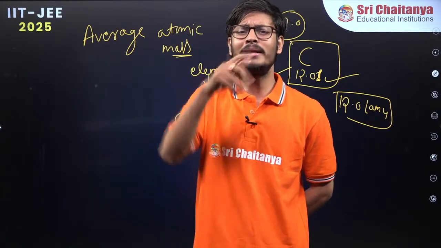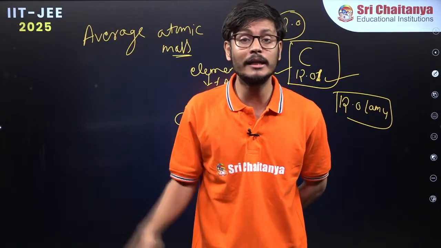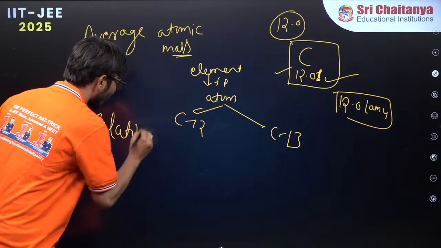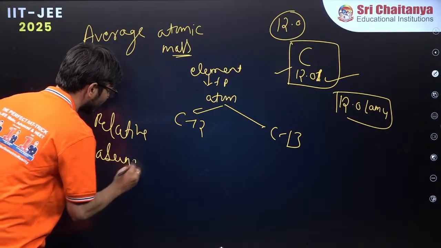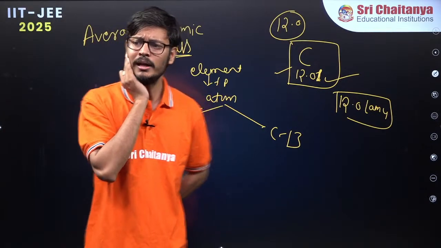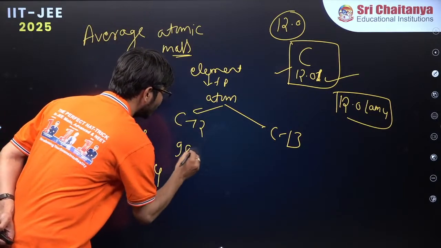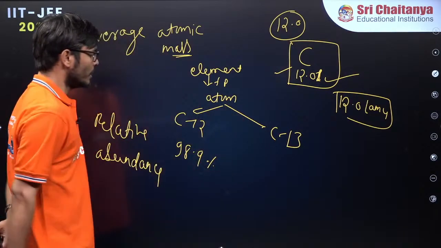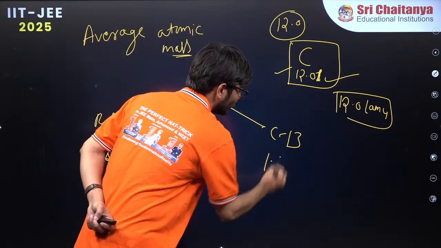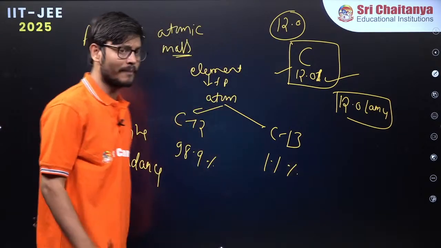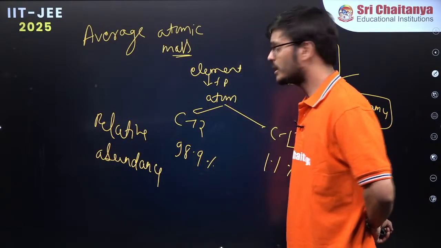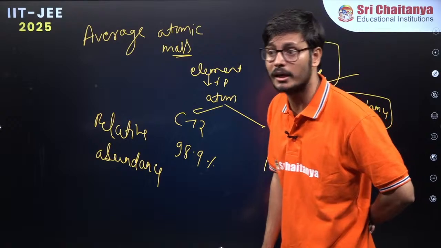So what is their relative abundance in nature? It was found that carbon 12 is 98.9%. So how much will be carbon 13? I guess all of you know, 1.1%. So carbon 12 was found to be 98.9% and carbon 13 was found to be 1.1%.